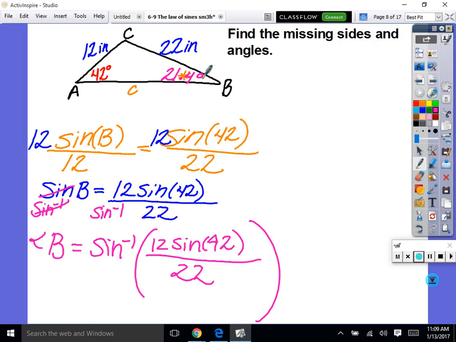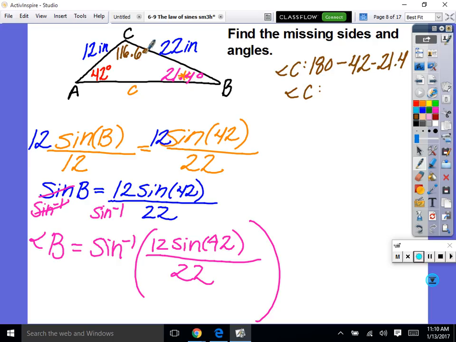Okay, now let's find angle C the easiest way possible. So we would do 180 minus 42 minus 21.4. So angle C is 116.6 degrees.